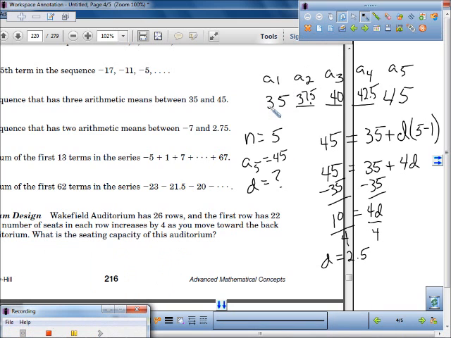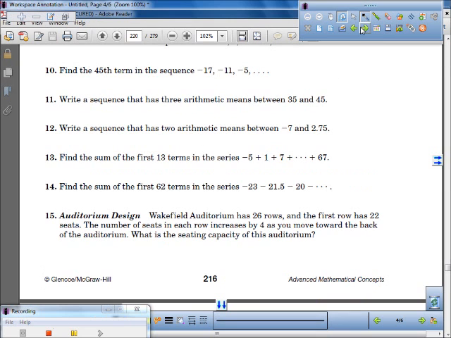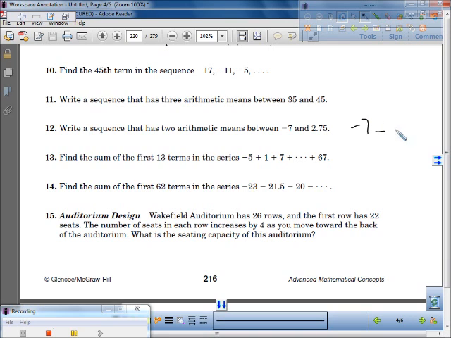Alright, now we can go ahead and look at number 12. Number 12 is similar to 11 in that you're finding two means or two terms in between the A1 and whatever you're given. So in this particular case, we're given -7, and we want two terms in between. So we're going to have -7 as our A1. This would be A2, A3, and then A4. So for this, we're going to have to solve for the common difference again.